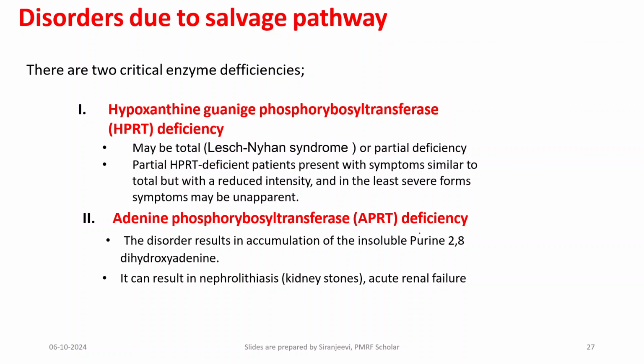And there is one more deficiency called adenine phosphoribosyl transferase deficiency, that is APRT deficiency. This leads to the accumulation of the insoluble purine, that is 2,8-dihydroxyadenine. It can result in nephrolithiasis, kidney stones, and then acute renal failure.